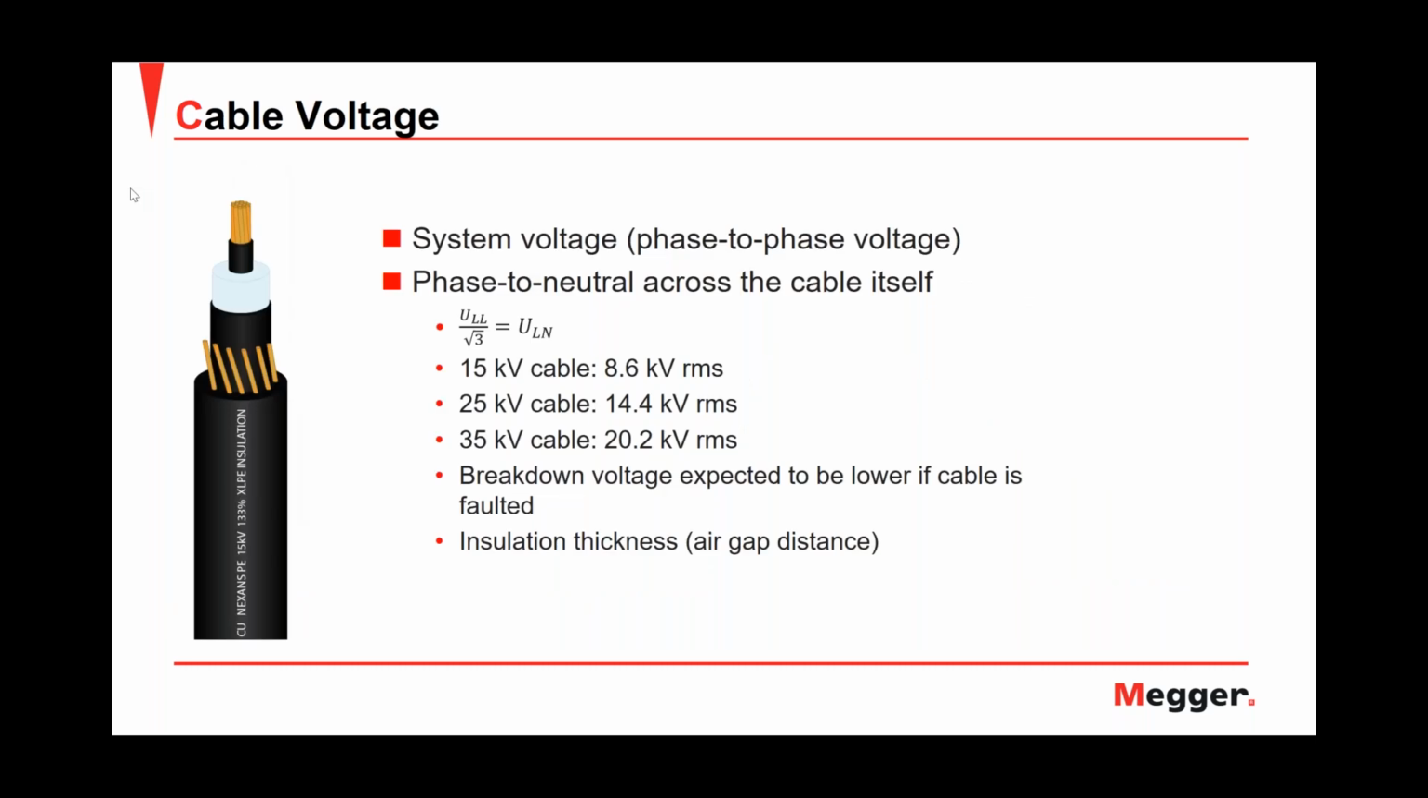the voltage of cables. Normally, we used to talk of a 15 kV cable or a 35 kV cable, but that is the voltage between the phases. For fault location, what is important is the voltage between the center conductor and the concentric or neutral. So for a 15 kV cable, the phase to ground voltage will be 8.6 kV RMS. For a 25 kV cable, it will be 14.4 kV RMS, and for a 35 kV cable, that voltage will be 20.2.